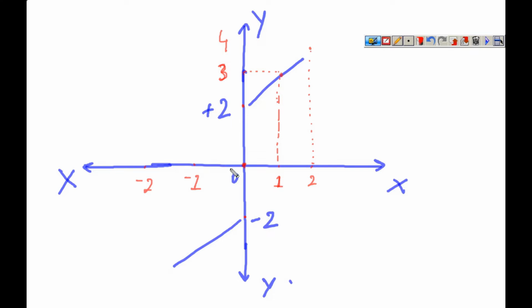Similarly, when x is less than 0, say minus 1, then we have x minus 2. That means the value will be minus 3, right? So it will be on this line at this point. Similarly, when x is minus 2, it will be on the same line somewhere around here. So we have minus 4.